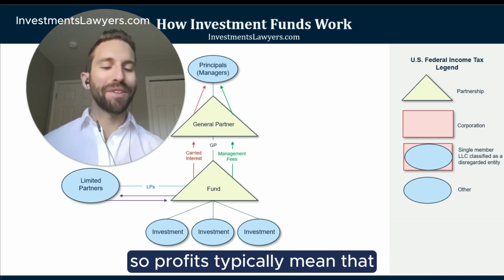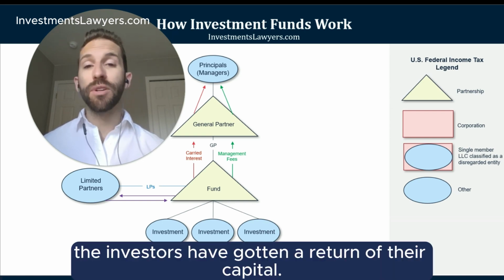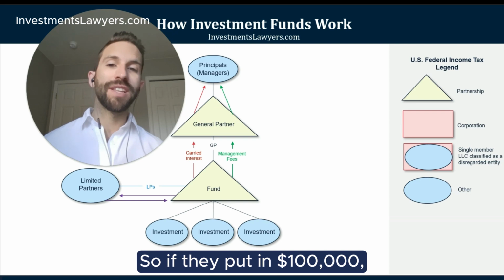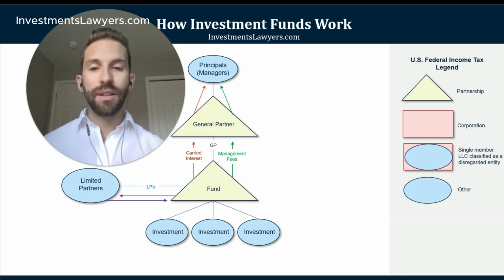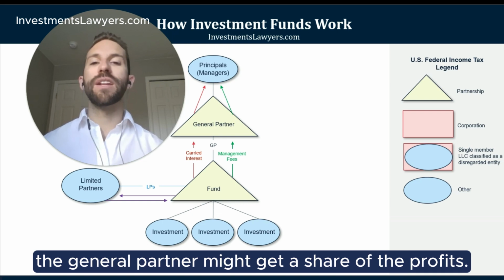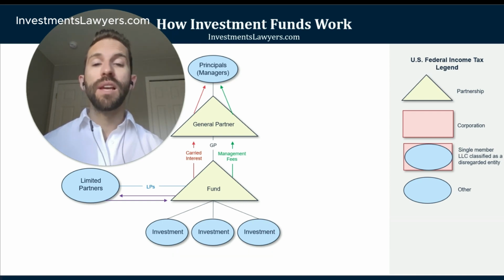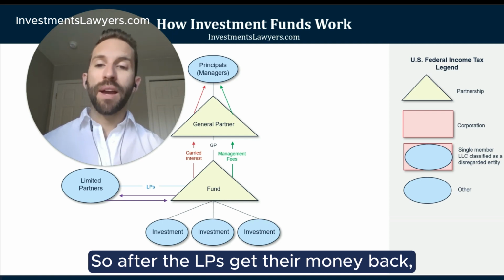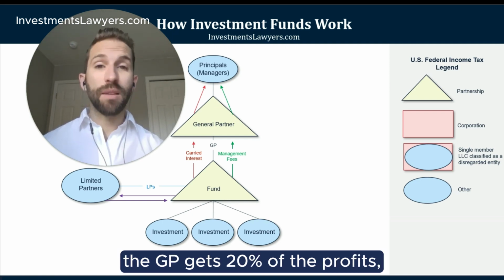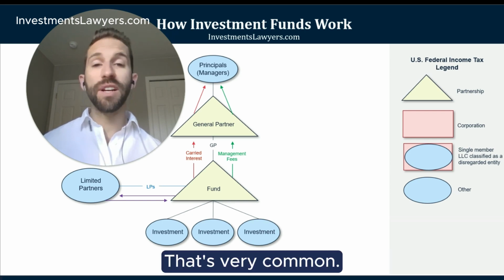So profits typically mean that the investors have gotten a return of their capital. So if they put in $100,000, they got $100,000 back. And then after that, the general partner might get a share of the profits. A typical percentage for carried interest is 20%. So after the LPs get their money back, the GP gets 20% of the profits, and the LPs get 80% of the profits. That's very common.